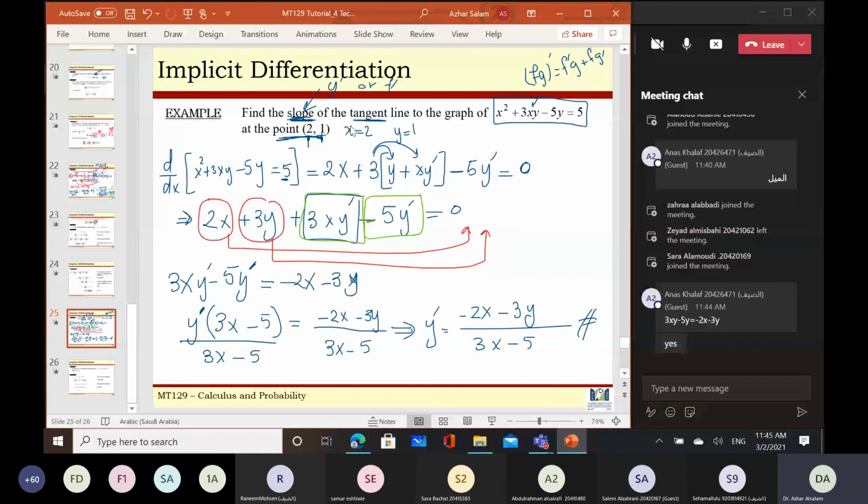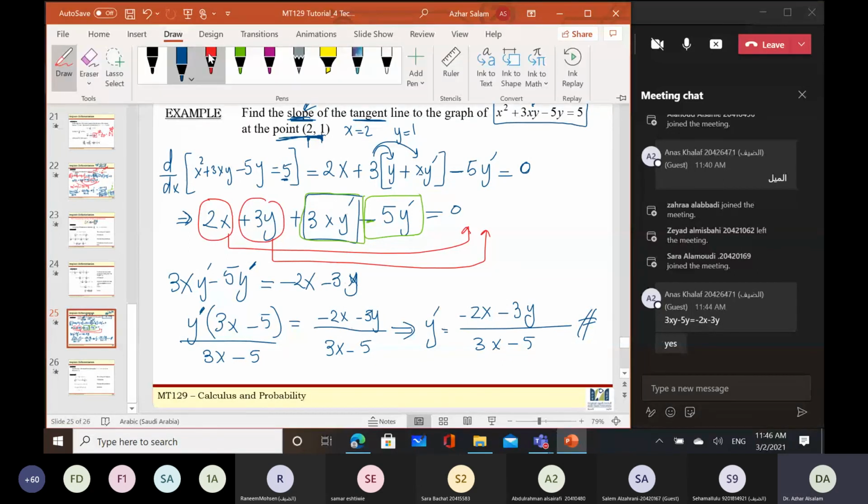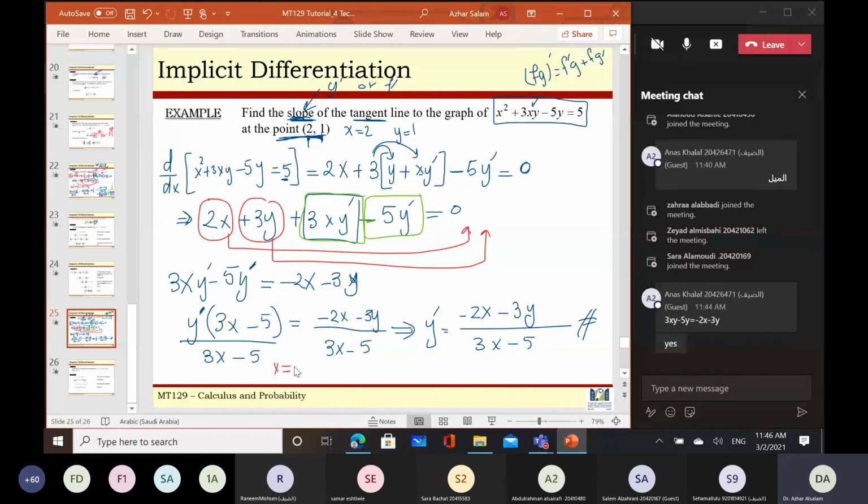But I still have to find the slope. Remember that the question is to find the slope at this point. So now I have to substitute. For x equals 2 and y equals 1, I can write it like this. When I write a line like this, it means I will substitute with the values I write here. I will substitute in y dash with x equals 2 and y equals 1.